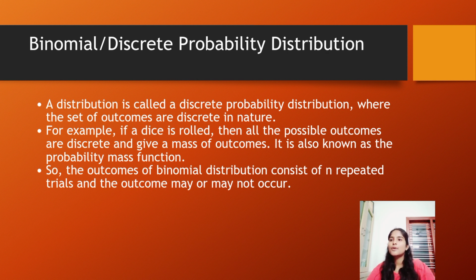Binomial or discrete probability distribution. A discrete binomial probability distribution is one where the set of outcomes are discrete in nature. For example, if a dice is rolled, then all the probable outcomes are discrete and give the mass of outcome. It is also known as the probability mass function. So the outcomes of binomial distribution consist of n repeated trials, and the outcome may or may not occur.